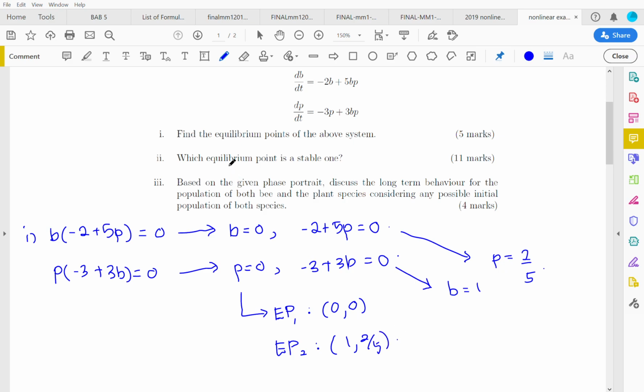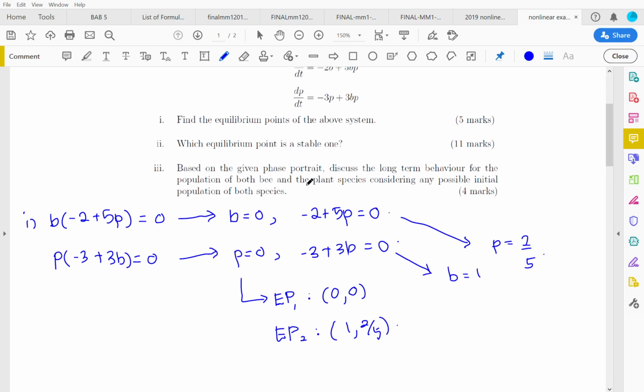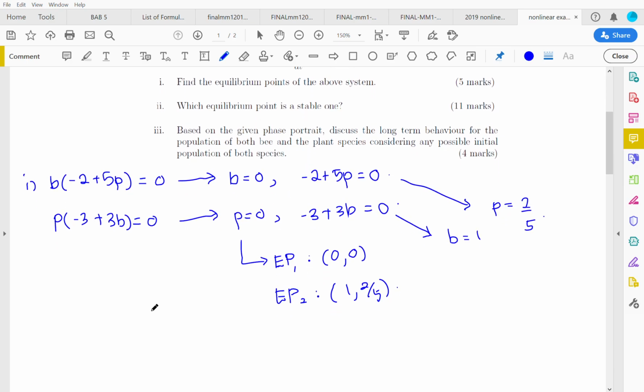Okay, which equilibrium point is a stable one? To check the stability, we can refer to the stability table. But before we refer to that table, we need the info about its eigenvalue, right? So to answer the second question, we have to find the eigenvalue for each of the points, for point 0, 0, and also for the point 1 and 2 over 5.